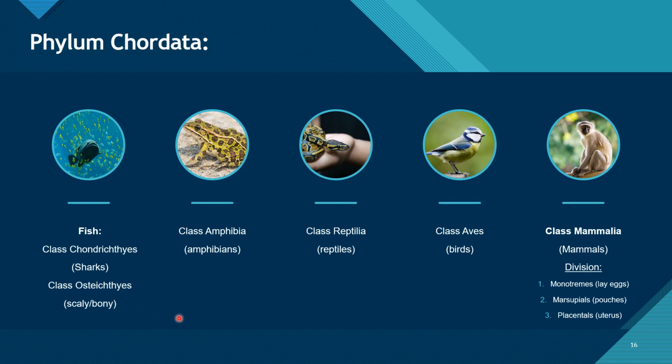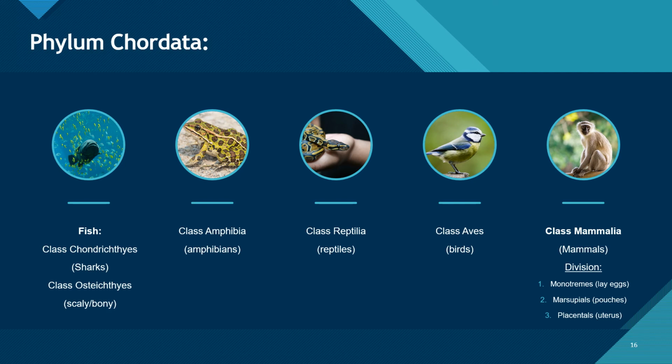The next one is class Amphibia, and these are things like frogs, salamanders, and most of them live in freshwater, and they're the first vertebrate animals to leave the swamps and come live on land. The next one is class Reptilia, so like alligators, lizards, snakes, and they don't need water to reproduce. Their egg actually has a waterproof shell.